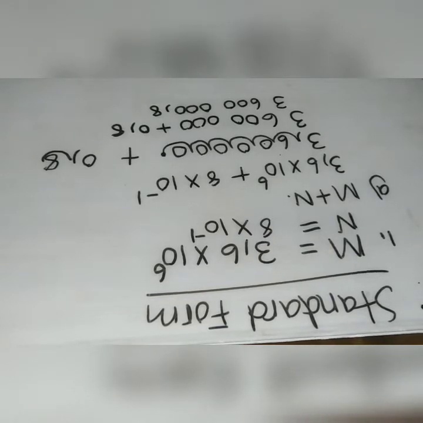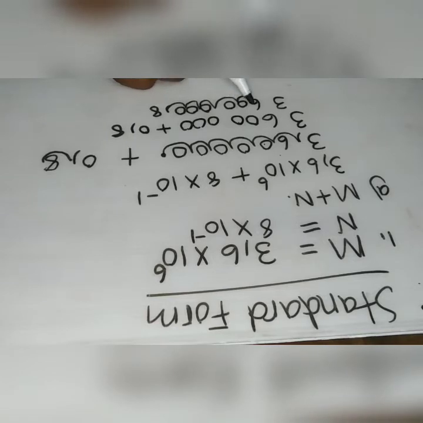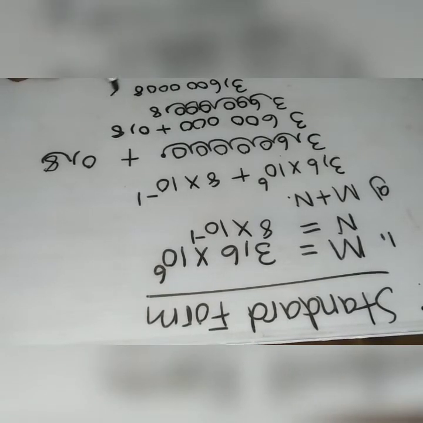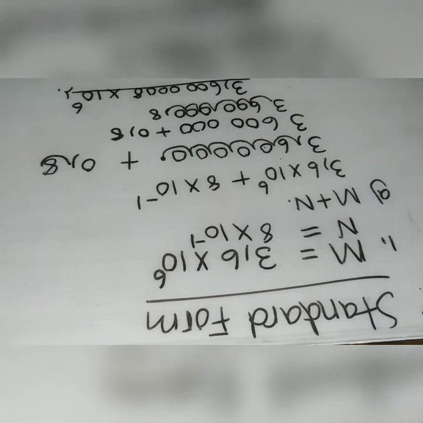And they want their answer in standard form. So what are we going to do? We move our comma how many times? 1, 2, 3, 4, 5, 6. Okay. So our final solution is 3,6 with 1, 2, 3, 4, 5 zeros and 8. Okay, like that. Times 10 to the power positive 6. That's what you guys were supposed to get for m plus n.